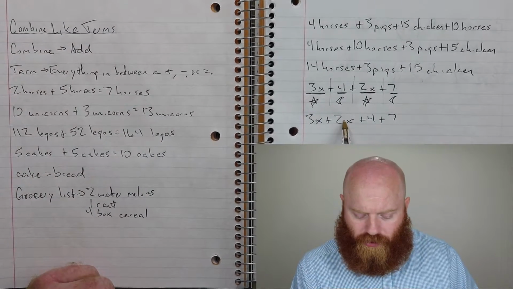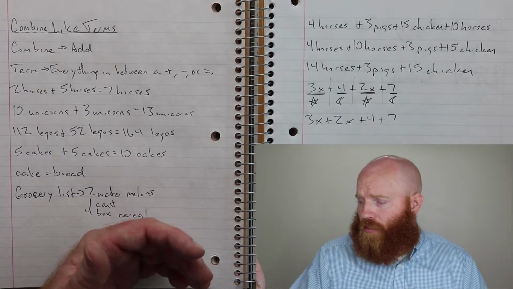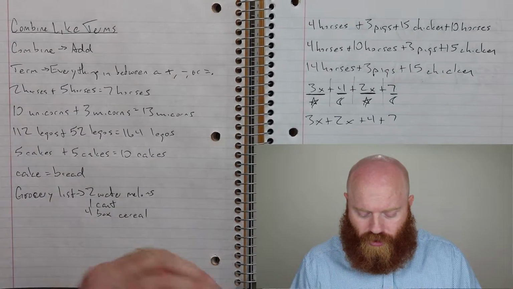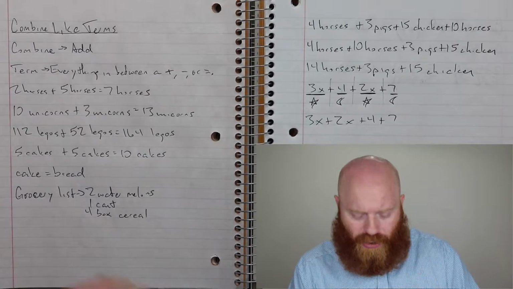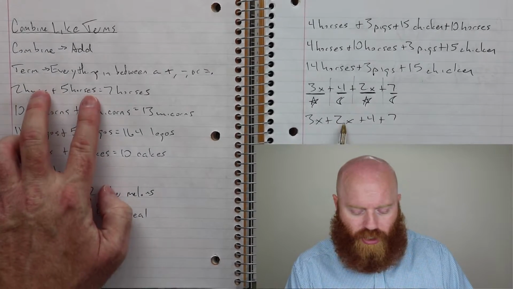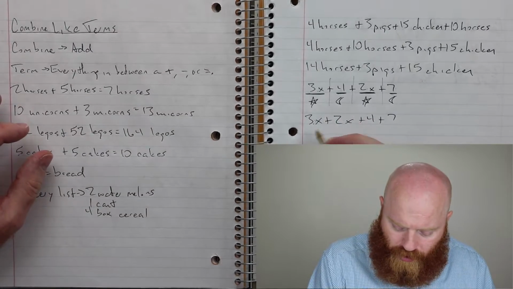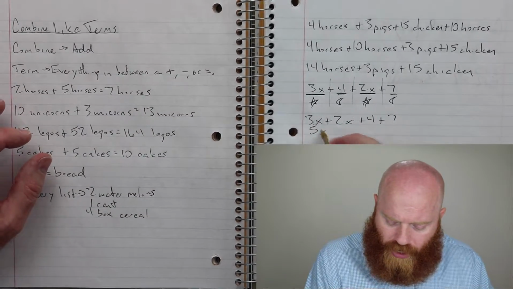3x plus 2x. That's like a doctor. He's got 3 x-rays over here. He's got 2 x-rays over here. Guess what he's got? 5 x-rays. So 3x plus 2x is 5x. You add the numbers, but keep the term the same. You don't change the x. 3x plus 2x equals 5x.